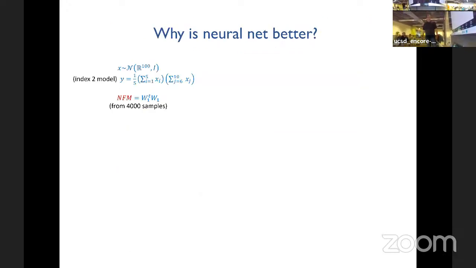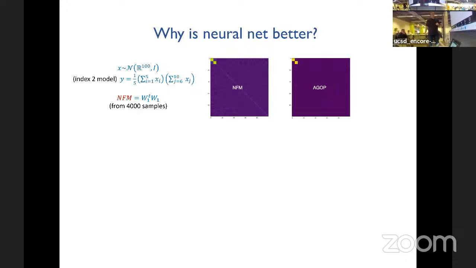Now why is neural net better? Let me show you some actual examples. Remember, I trained this on 4,000 samples. Now look at the neural feature matrix, which is W1 transpose W1, and compare this to the AGOP matrix, which is what I just described. You immediately see that they look very similar. They're not quite the same, but they basically have the same structure.